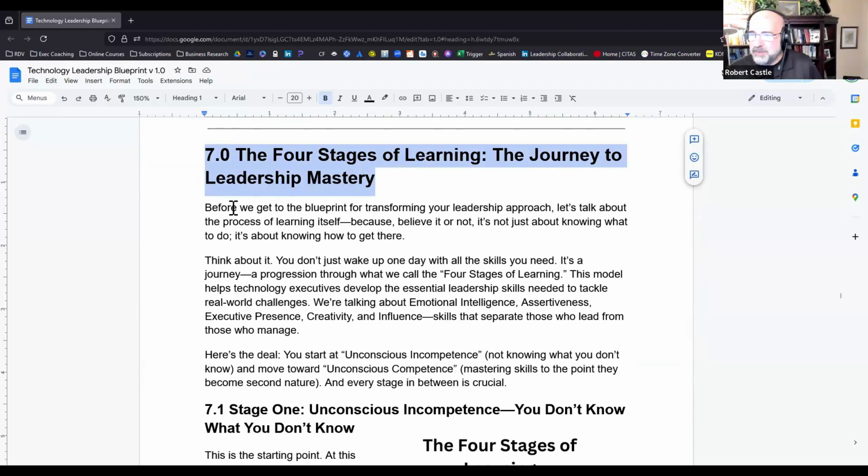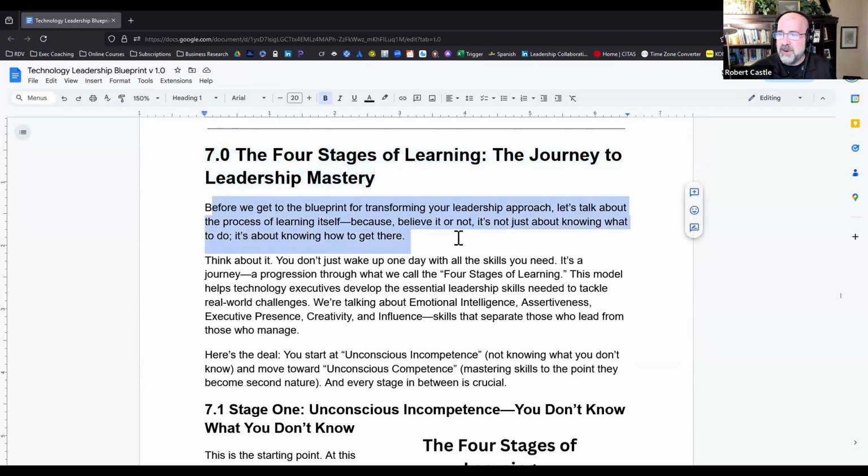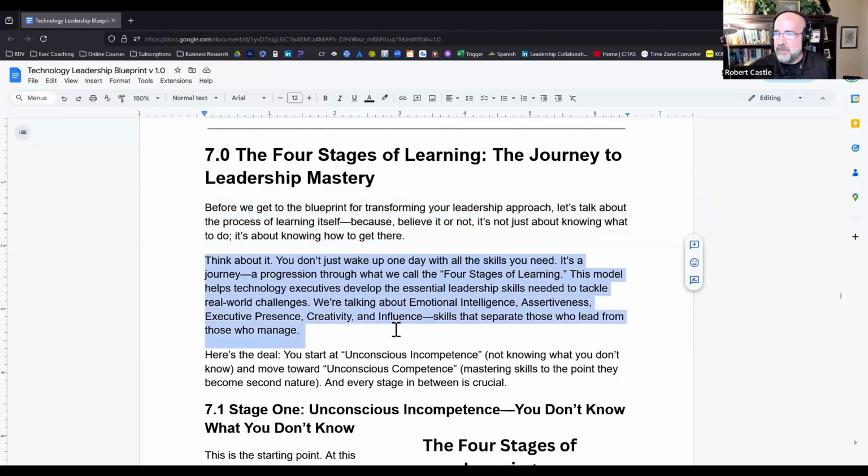Before we get to the blueprint for transforming your leadership approach, let's talk about the process of learning itself. Because believe it or not, it's not just about knowing what to do, it's about knowing how to get there. Think about it. You don't just wake up one day with all the skills you need. It's a journey. It's a progression through what we call the 4 stages of learning.